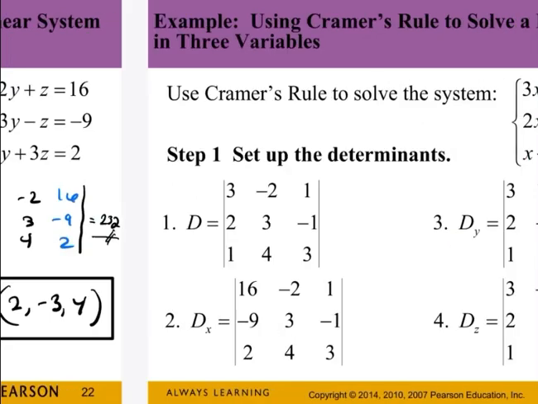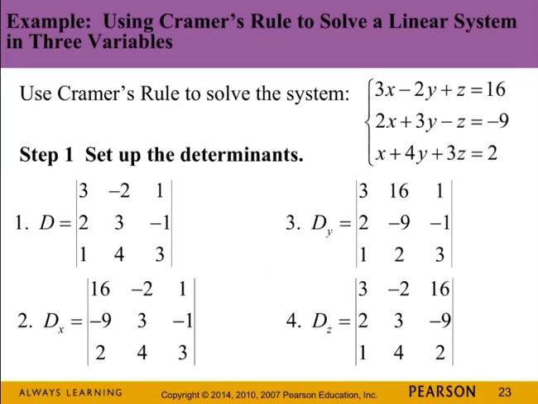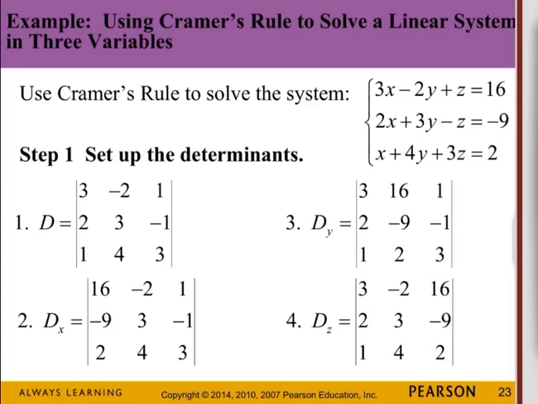Okay, that was fun. So here's a type version of what we experienced. Set of the determinants. We got our d, our dx, dy, and dz.